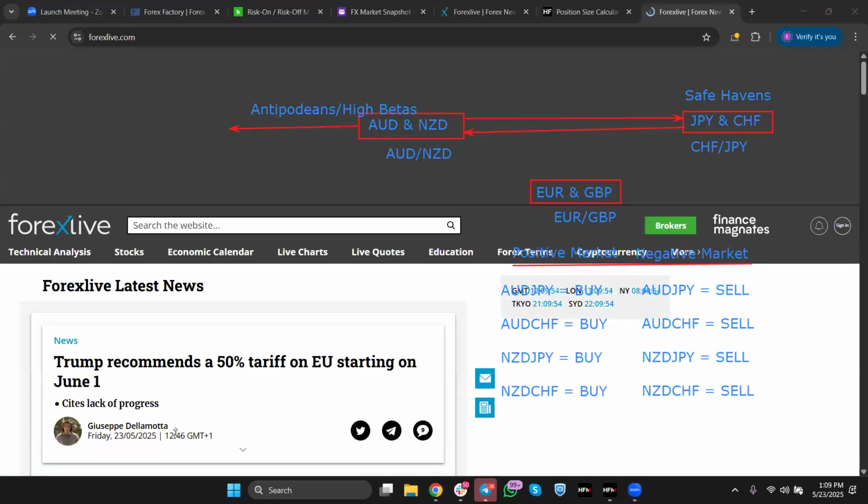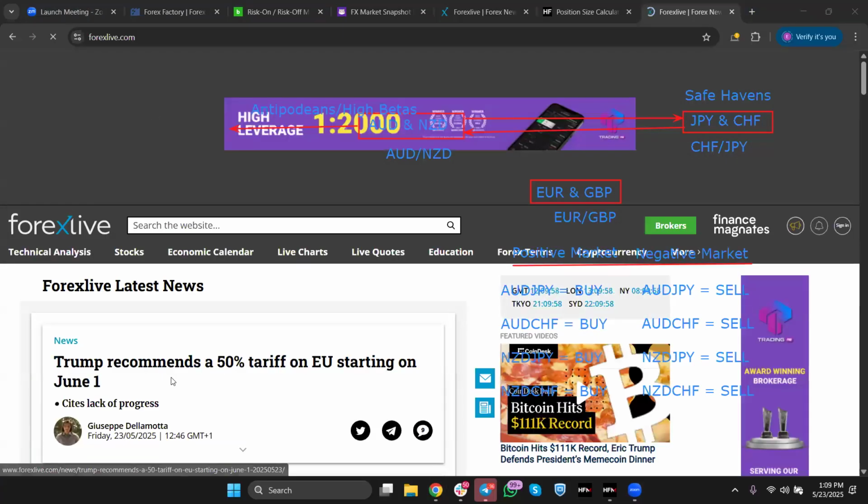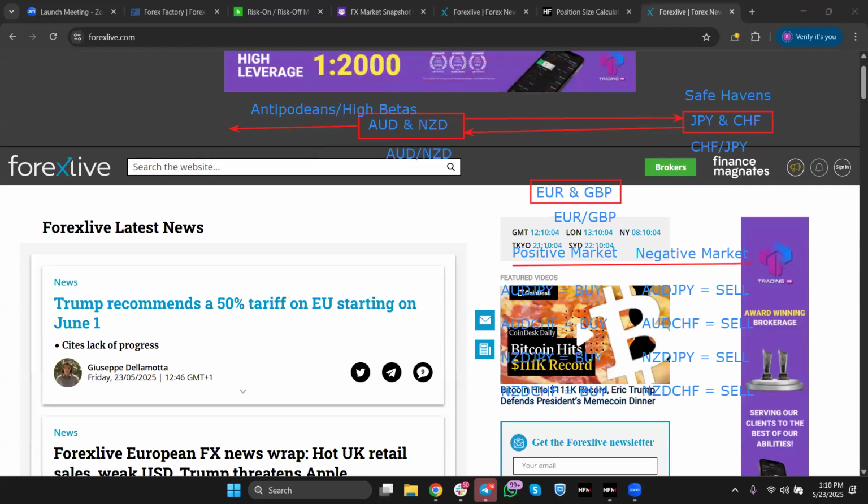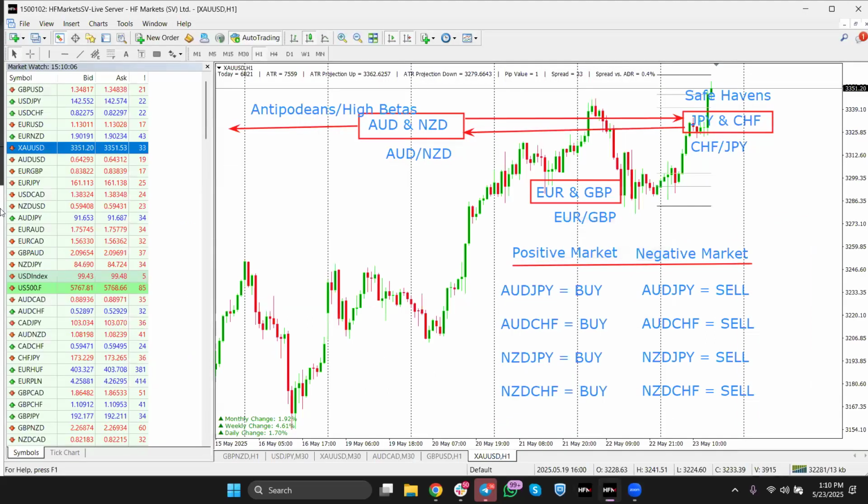Oh, okay. Trump recommends a 50% tariff on the EU starting on June 1. All right, you're right. There's absolutely a reason why we're seeing a jump across the board right now. Yes, the Trump tariff story seems to be back.